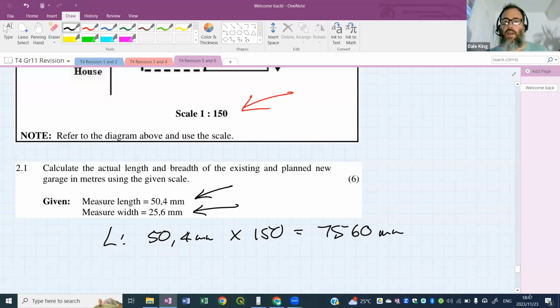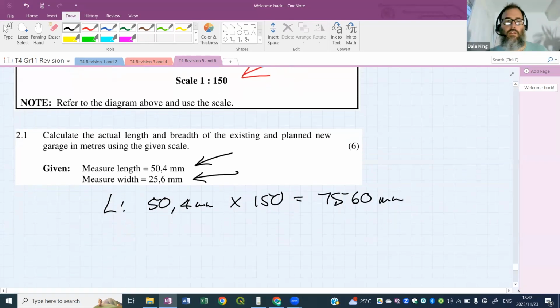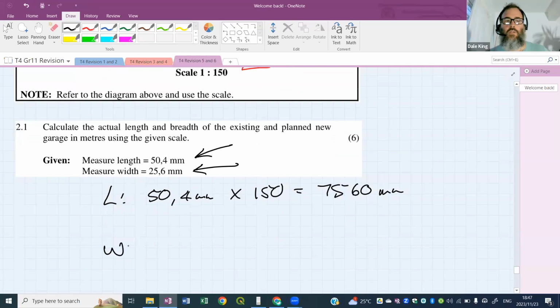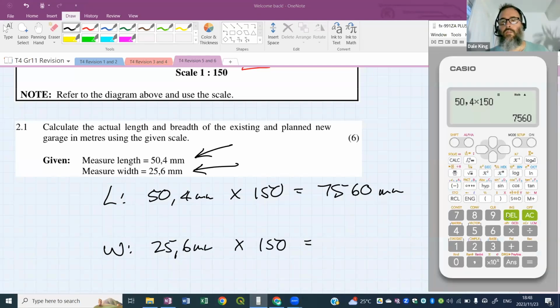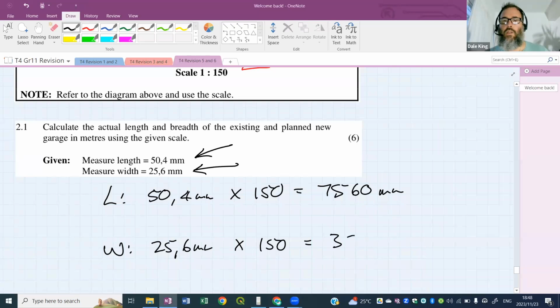All right. Let me do the breadth or the width, sorry, just underneath here. We're going to do the same thing, eh? Yes, sir. All right. 25.6 times 150, 3840. 3840 millimeters. All right. Am I done? Yes, sir. Let's check the question again.